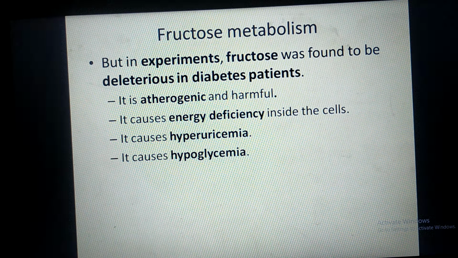It causes an atherogenic effect, it causes energy deficiency inside the cells, it causes hyperuricemia and it also causes hypoglycemia. So we will see how fructose causes these effects.